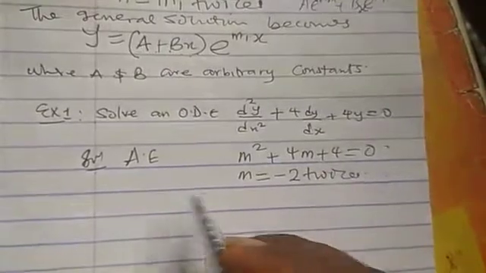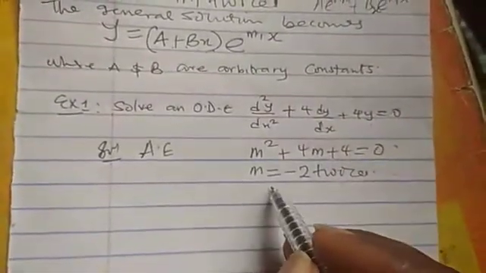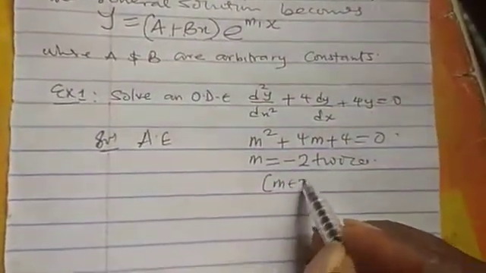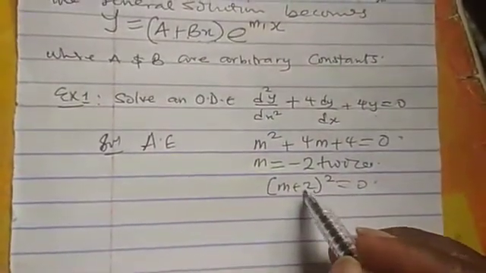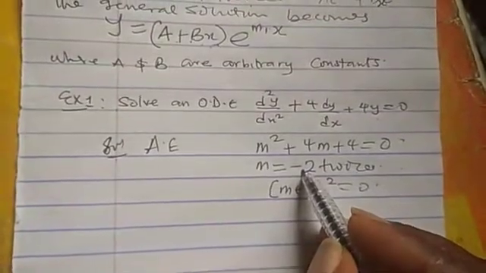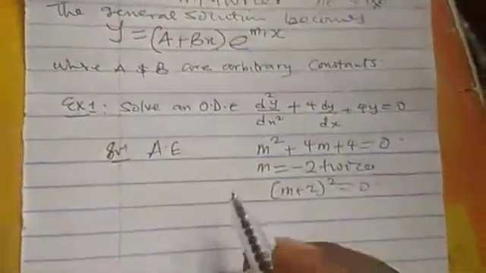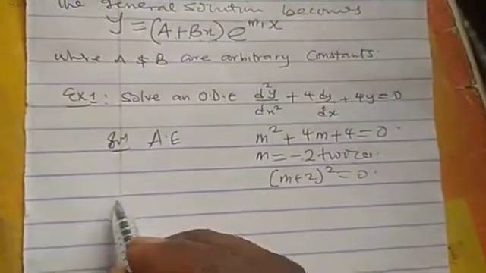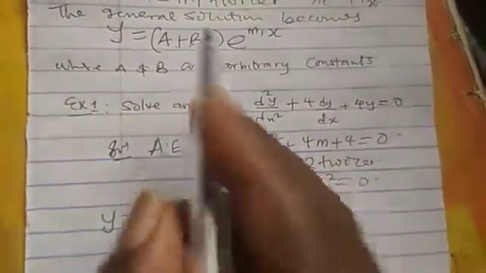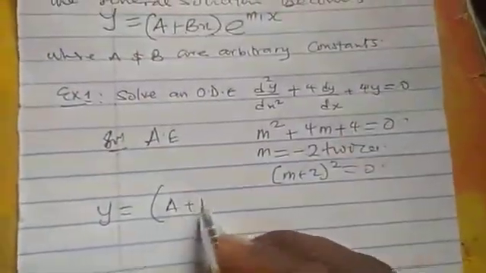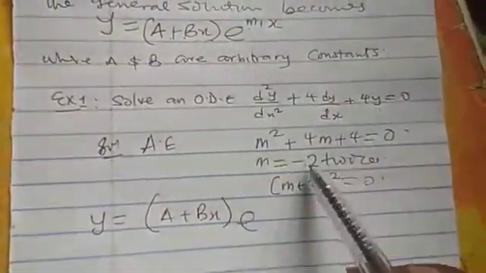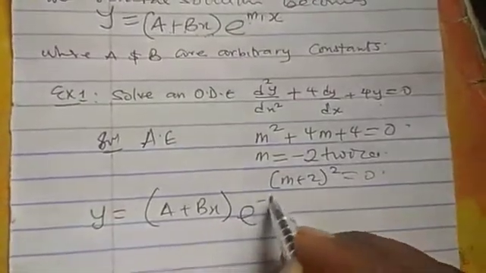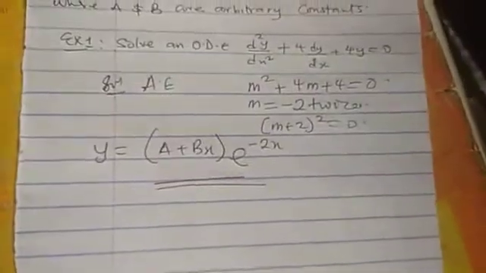So in such case, suppose we do it by factorization, this is what you are going to have: (m plus 2) all squared is equal to 0. So in this case, you must have m is equal to minus 2 twice. Now, our general solution will just be, we follow this, (a plus bx) e^(m1 x), this is our m, minus 2x. That's our answer. It's very simple.